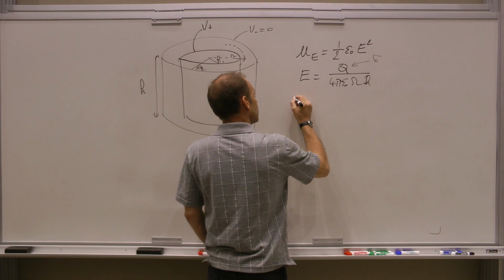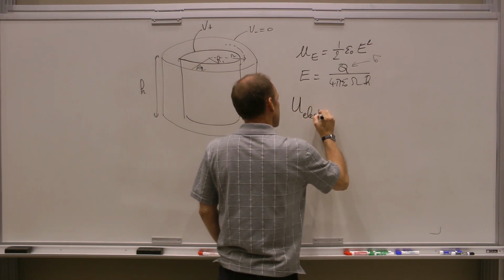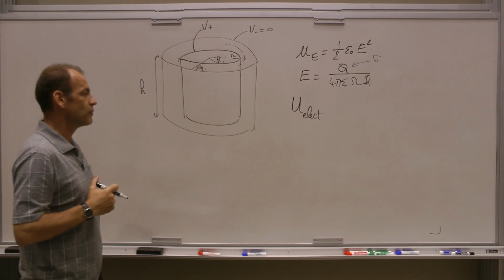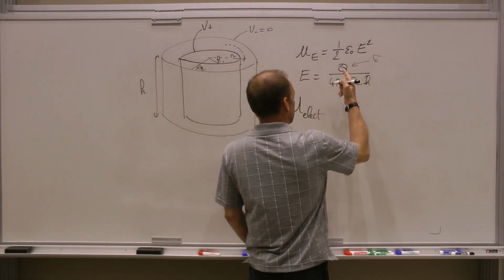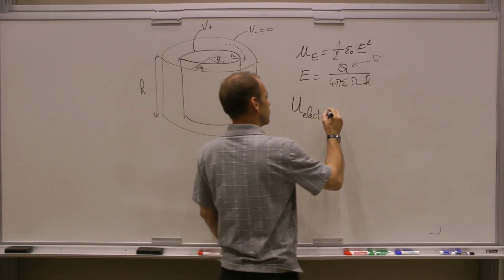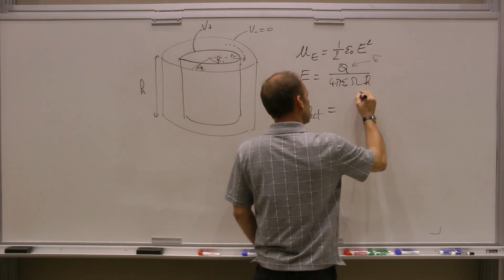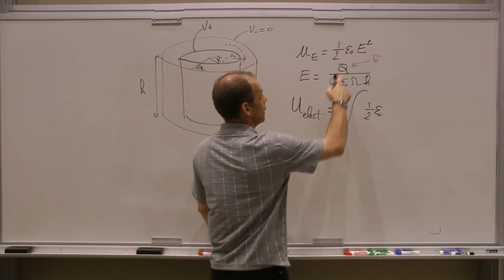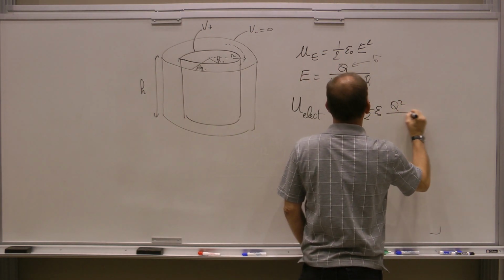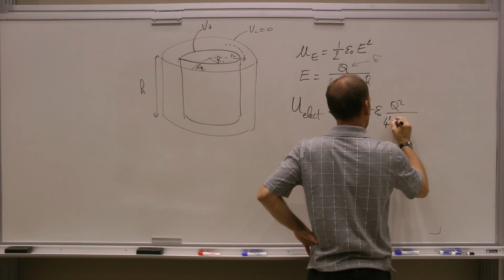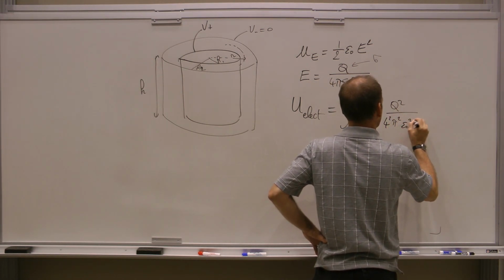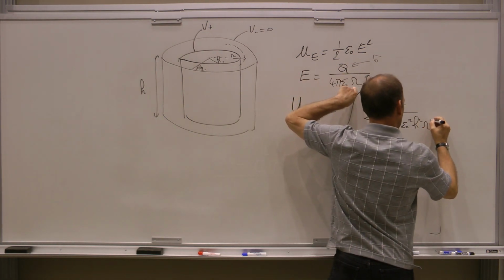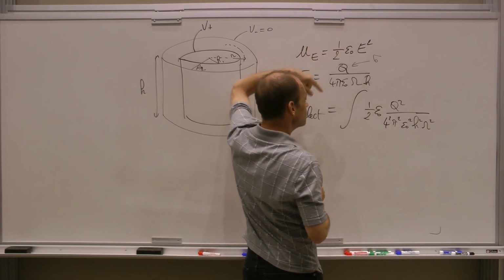Therefore, now I want to calculate what is the U electric. Well, in fact, I didn't want Q equals CV, but 1/2 of CV squared, or 1/2 of Q squared over C. So, U electric, this is going to be the integral of UE, so 1/2 of epsilon 0, E squared. I'm going to have Q squared over 4 squared pi squared epsilon 0 squared h squared. I have an r squared that comes up. And then I have the d tau.